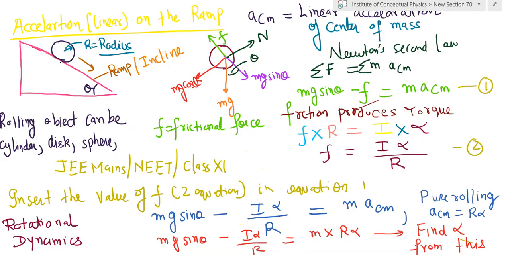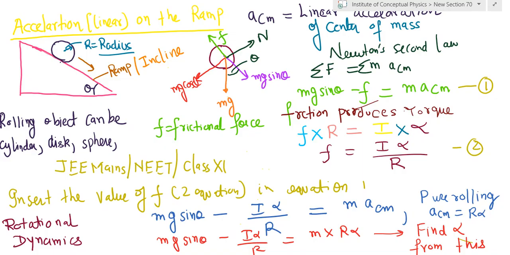But let's first apply Newton's second law now that we have understood the free body diagram. Look at the free body diagram very carefully. You can see that the downward force is mg sin theta and the upward force along the ramp is F. The net difference is equal to M A_CM.